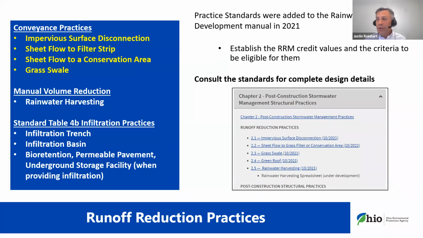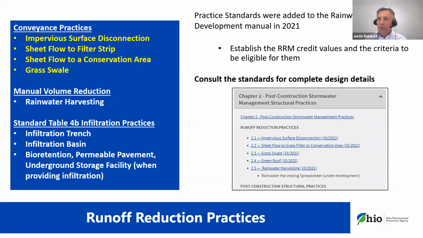In 2018, we introduced some provisional standards as the runoff reduction method was incorporated into the construction general permit. We finally have those in final form. About a year ago, they were put into the slowly revamped Rainwater and Land Development Manual, as you can see here on the right, and are available online.